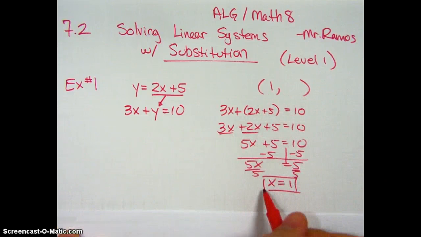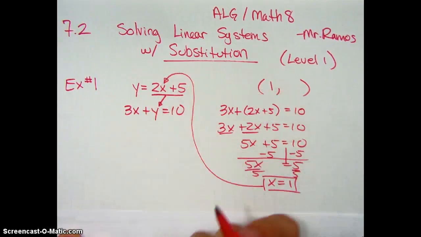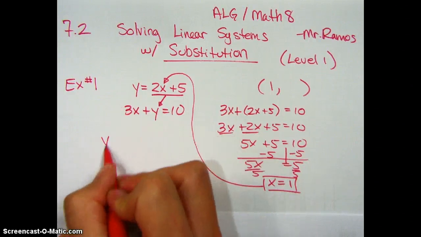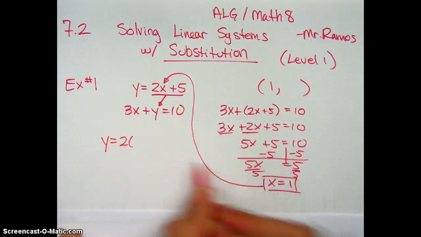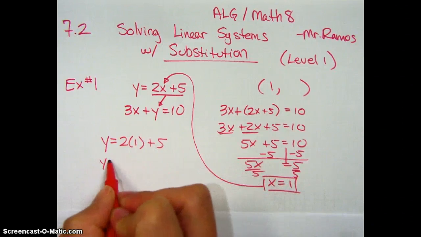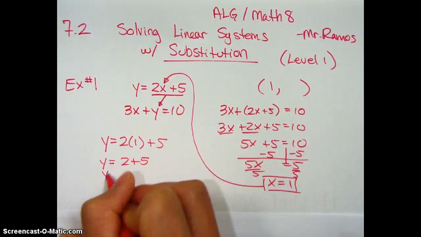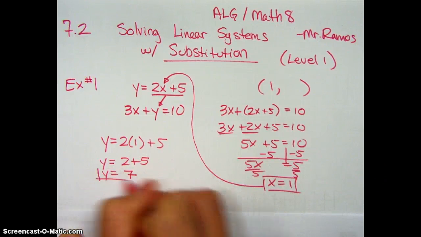So what I can do now is I can take my answer and I can substitute it. I could substitute either one, but it would be easier up here. So I'm going to go, let's see, y equals 2 times, I know x is 1 now, plus 5. So y equals 2 plus 5, which tells me y equals 7. And so there's my answer there.